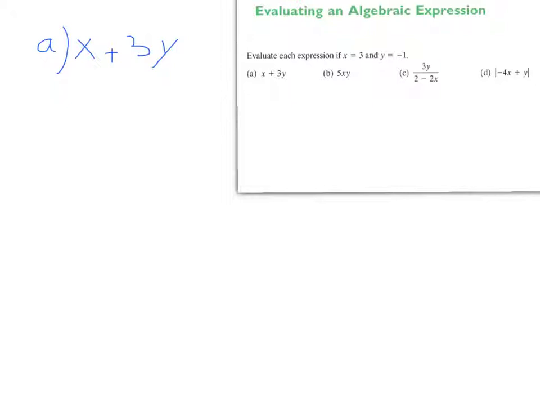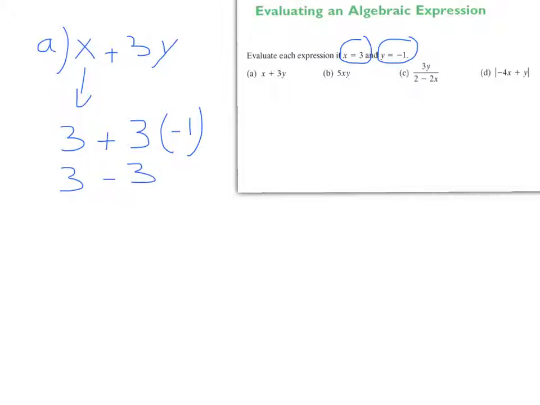Now here we need to use substitution. So x equals 3 and y equals -1, which means we're going to substitute x by 3 and y by -1. Make sure you have parentheses here so we can distinguish between positive and negative. Now here we have 3 plus 3 times -1. Positive times negative is negative, so it will be 3 minus 3, which is 0. So the answer here would be 0.